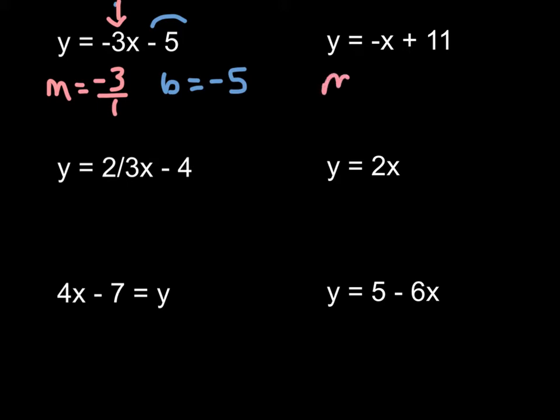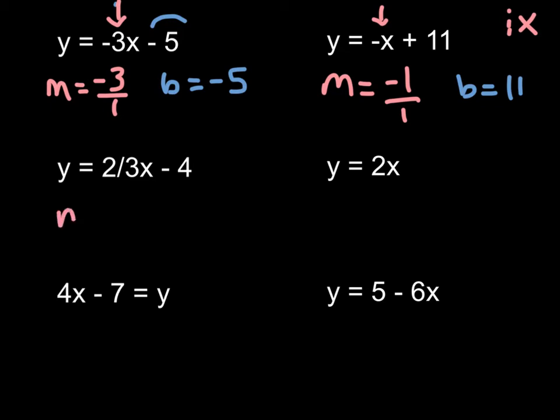The slope here should have been -1. Now what you have to remember is that in between the negative sign and the x, there is a number 1. Remember, when x stands alone, it has a coefficient of 1. So that would be -1 or -1 over 1 for the slope, and the y-intercept is 11.